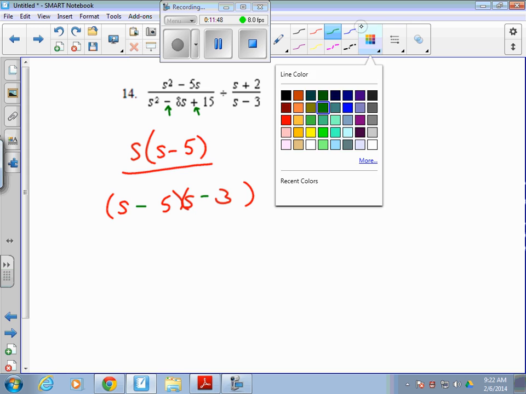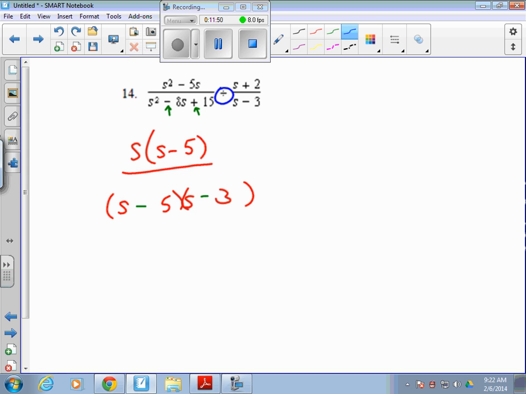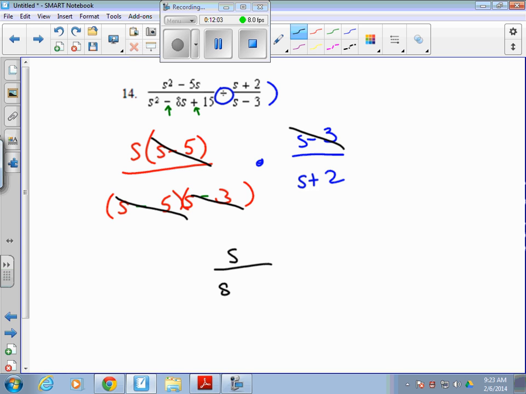Again, it says division. So that means multiply by the reciprocal. S minus 3 is on top. S plus 2 is on bottom. Cancel out s minus 5. Cancel out s minus 3. S is still on top. S plus 2 is on bottom.